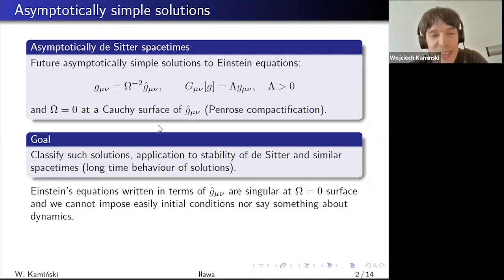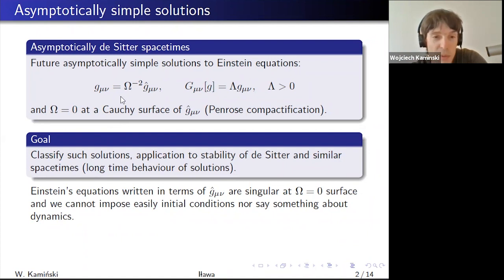Okay, so what is the goal? We would like to know whether if we perturb a bit such a solution, so say initial data on some Cauchy surface, whether it's still asymptotically simple, or maybe whether always, even under very small perturbation, the singularity forms before we reach this infinite future. And of course, why is it difficult?